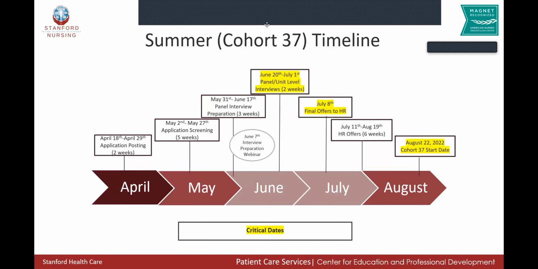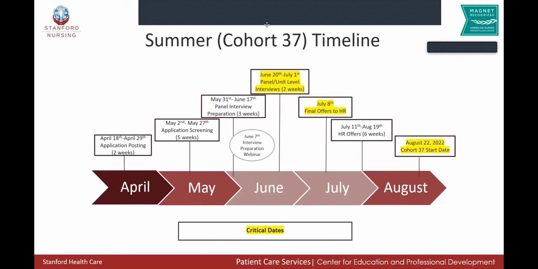Here is our summer cohort timeline. Here we are in the middle. We're at June 7th. This is our interview preparation webinar. So our application was posted in April. We were screening applications up until Memorial Day. We've been planning, and HR is currently still reaching out to schedule these interviews that will start on June 20th. And the panel interviews will be from the 20th to 24th.